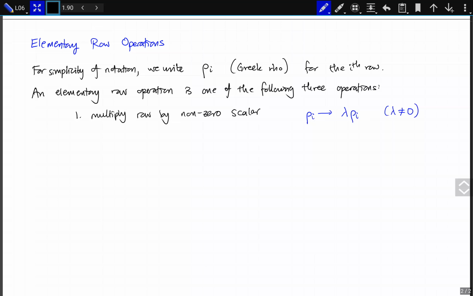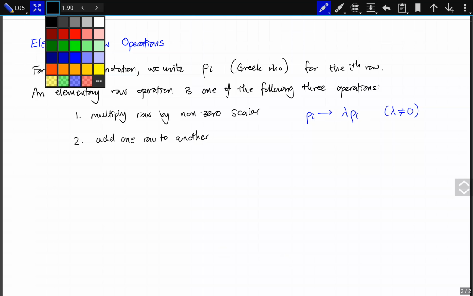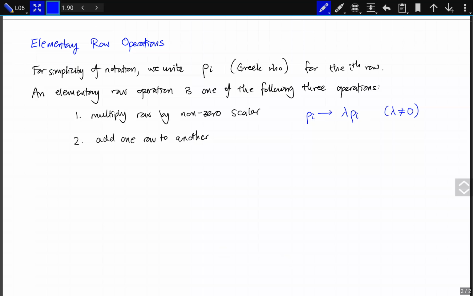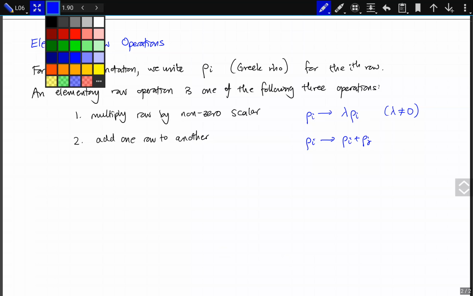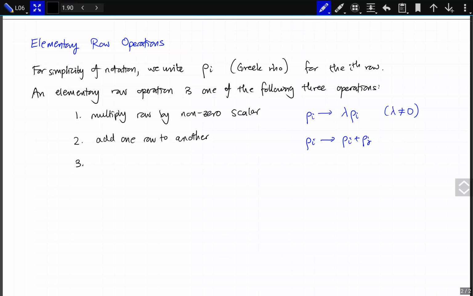The second option, which we saw earlier, is that we can add one row to another. In this case, for instance, rho i could become rho i plus rho j. And the third is to interchange two rows.